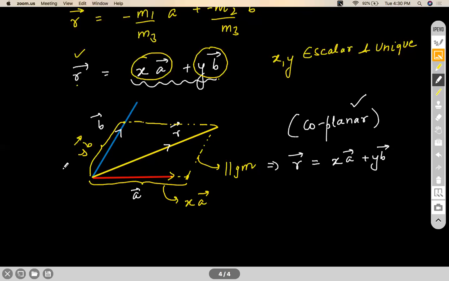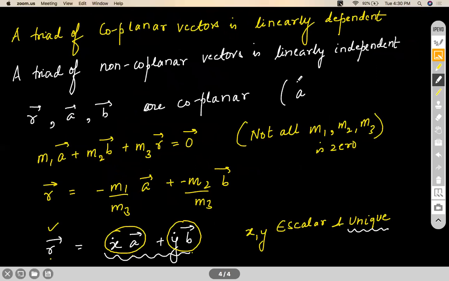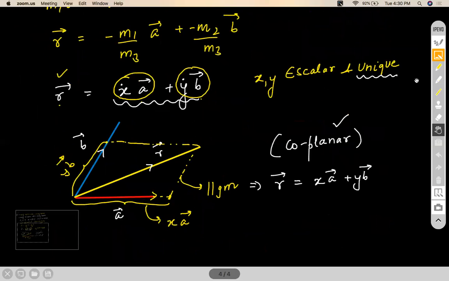Are you getting my point? And while you are creating this parallelogram, the scalars X and Y will be unique. Please get this. Here I'm assuming A and B are non-collinear, right? Because if A and B are collinear, you will not be able to complete a parallelogram like this. Are you getting my point? Okay, so here I'm assuming my A and B are non-collinear.